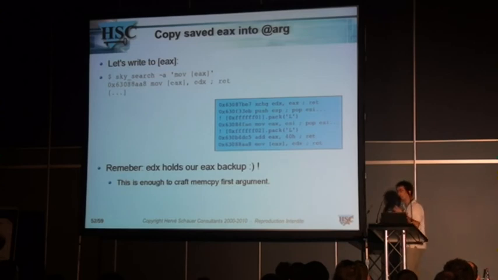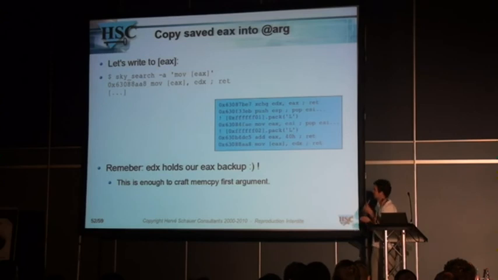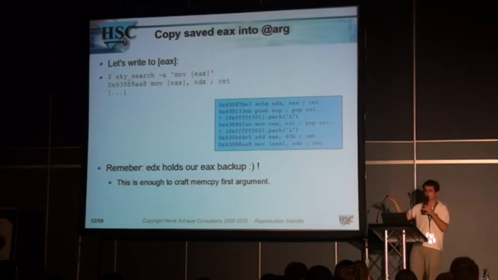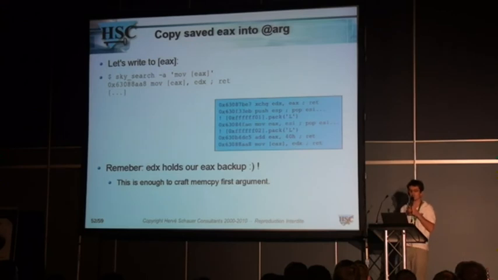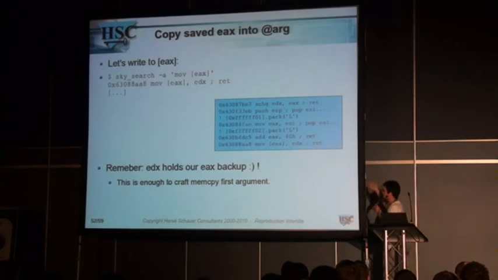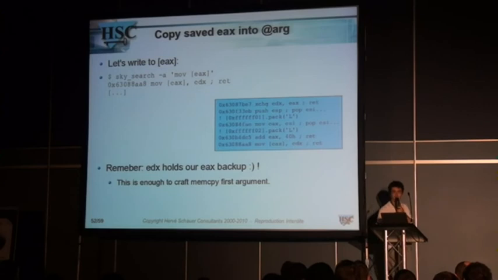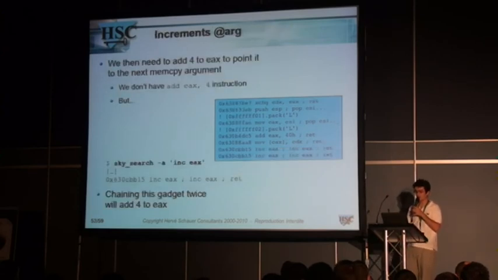Okay, so right now we need to write to the address pointed to by EAX. So we search for a simple instruction which uses the pointer in EAX. We found just the one we need. Since EDX holds our EAX backup, this is enough to craft the memcopy first argument. Okay, so let's add this line to our ROP payload.